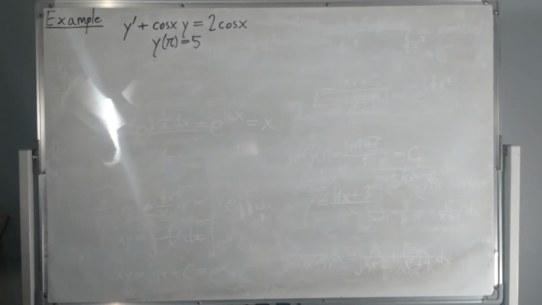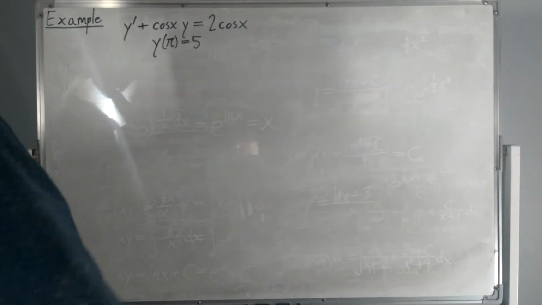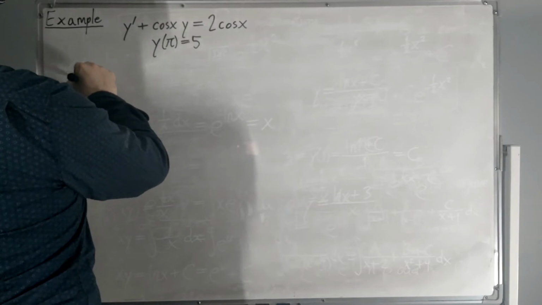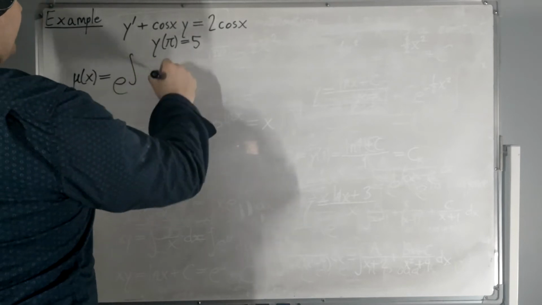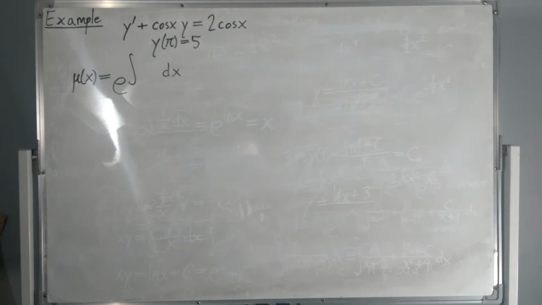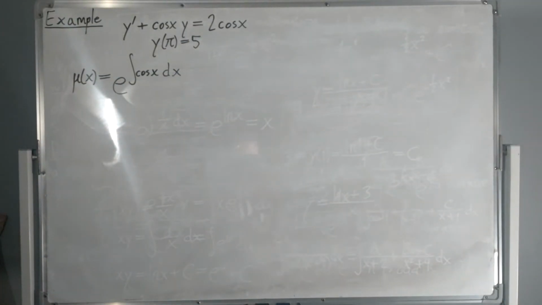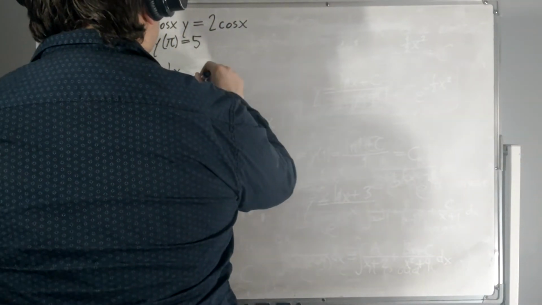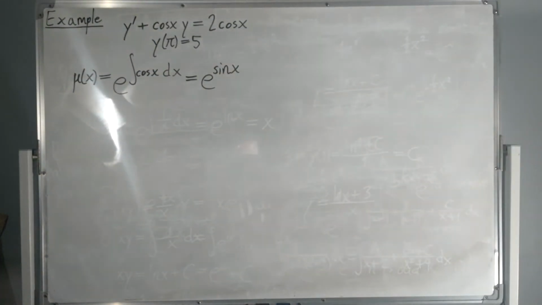Right, so this ODE is already in standard form because 1 is the coefficient of y prime. So we can define our integrating factor. Mu of x equals e raised to an antiderivative of the coefficient of y. In this case, the coefficient of y is just cosine of x. So we need an antiderivative of the cosine of x. Well, how about the sine of x? So e to the sine of x is our integrating factor.